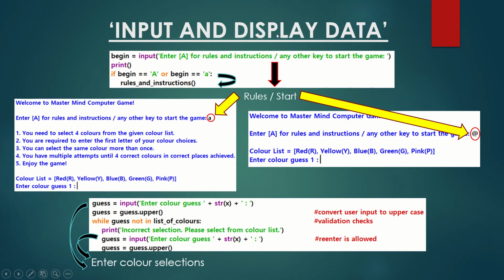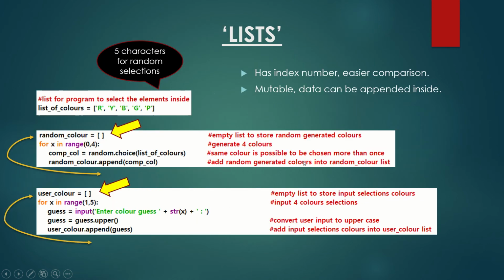First, let's talk about the input and display data technique. At the beginning, the first input is for the user to choose to start the game or request the rules. If the user inputs A, the rules and instructions will be briefed. Otherwise, the game starts by entering any other key. The other input is for the user to enter the color selection.